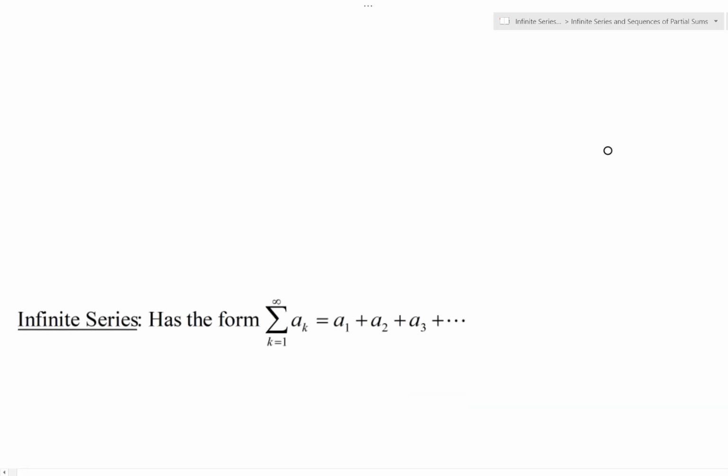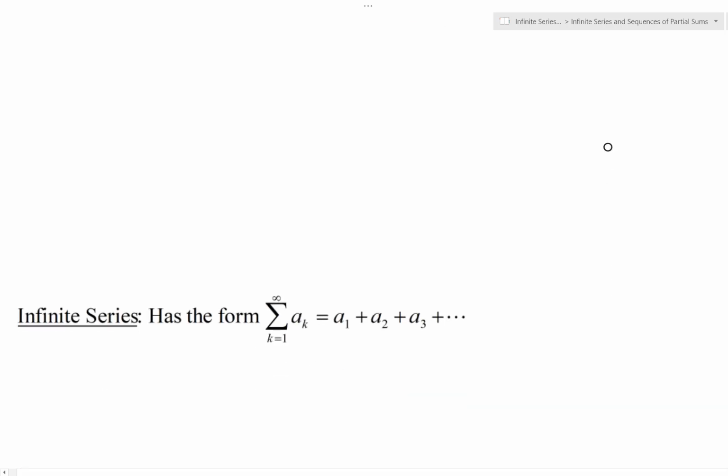Okay, first of all, what is an infinite series? It has this form as we see right here. That is the summation. Start our index k at 1, and we're going to add up all the a sub k's all the way to infinity for k. That just means, in the notation, in case you forgot, when k is 1, you get a1, then you add it to when k is 2, you get a2, then you add to when k is 3, you get a3, and just keep adding them.